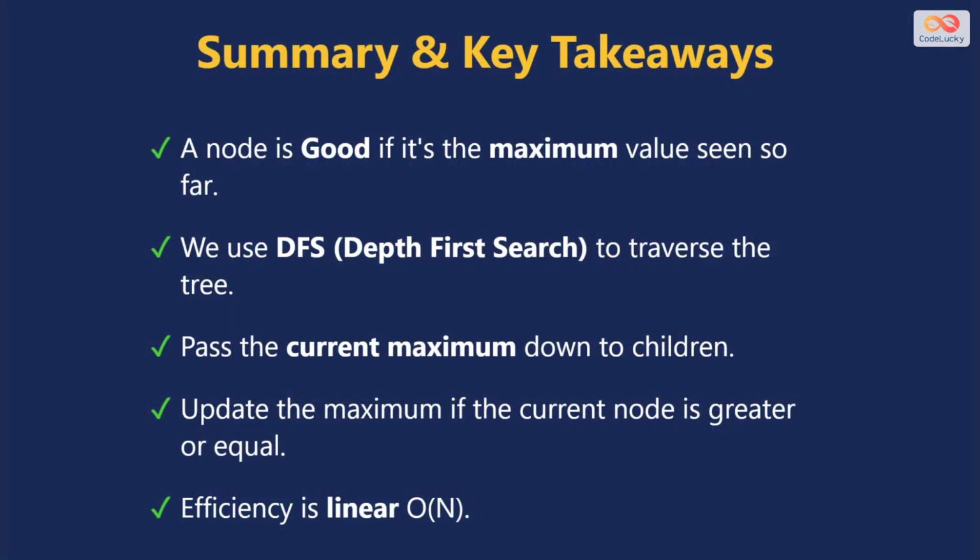To wrap up, remember these points. A node is good if it's the maximum value in its path. We solve this efficiently using depth-first search by passing down the current maximum value. The solution is linear in time and requires space proportional to the tree's height.